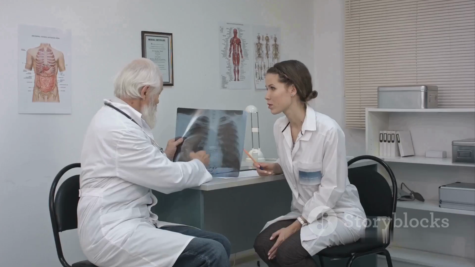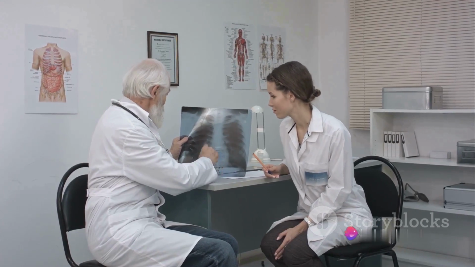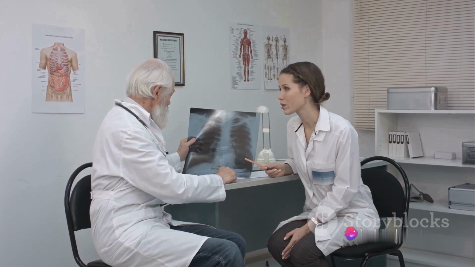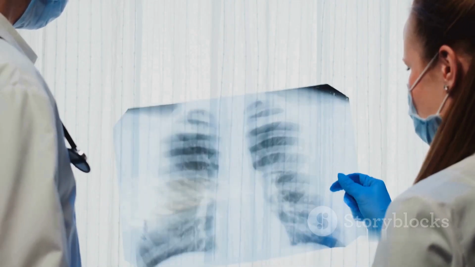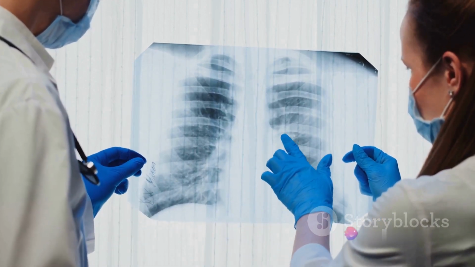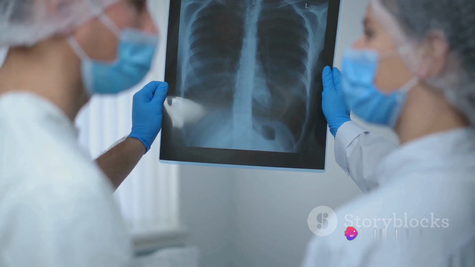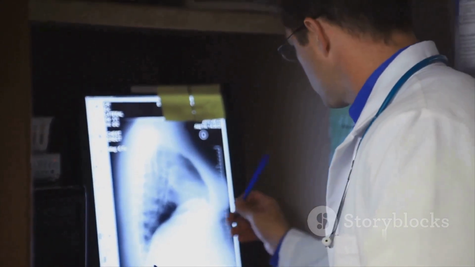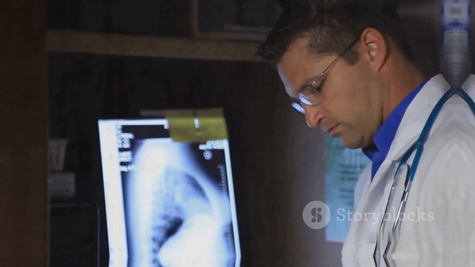Next, consider the level of inspiration, which affects the appearance of the lungs. An underinflated lung might appear denser than it actually is, leading to potential misdiagnoses. Lastly, assess the exposure. An overexposed X-ray might obscure finer details, while an underexposed X-ray might make it difficult to discern certain structures. Quality is key. Always check the X-ray for rotation, inspiration, and exposure before proceeding. Remember, a good interpretation starts with a good X-ray.